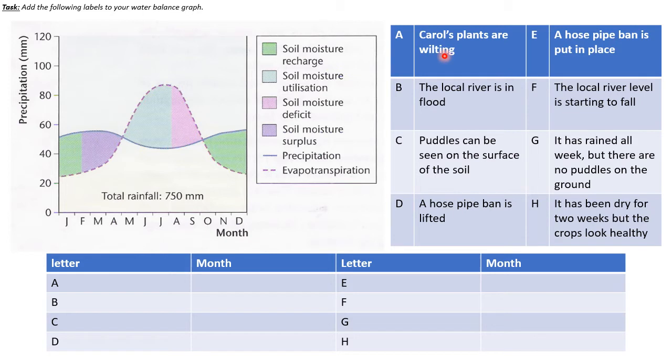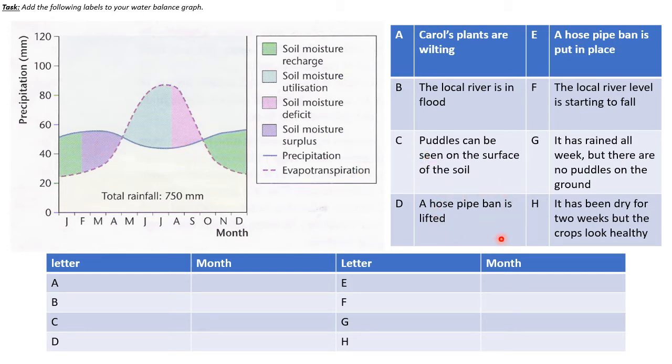Okay, so we've done A, and we said that was probably August, might be early September. What about B? The local river is in flood. Well, that's going to happen when you've got too much water. It's going to happen when there's a surplus. So that's going to be any time from February up to about April. Puddles can be seen on the surface of the soil. Well, again, that has to be that same pattern, isn't it? You wouldn't have puddles on the soil unless there was actually a surplus, because if not, it would infiltrate quickly in. So B and C have got to happen in that period of surplus.